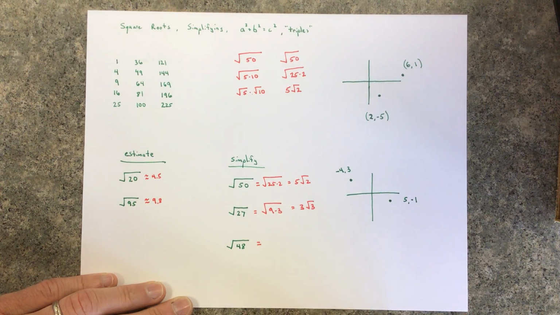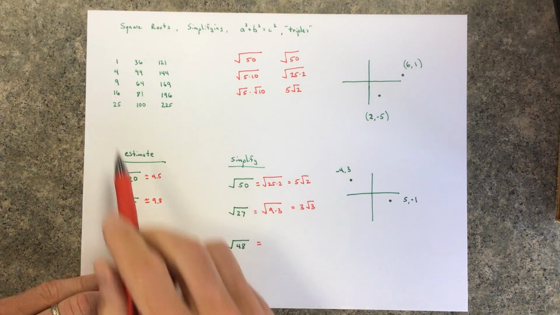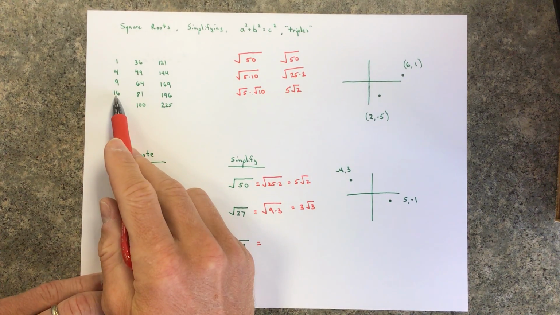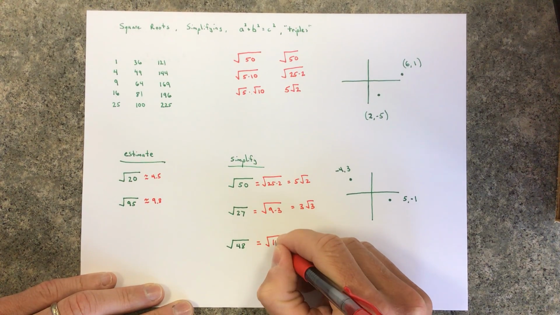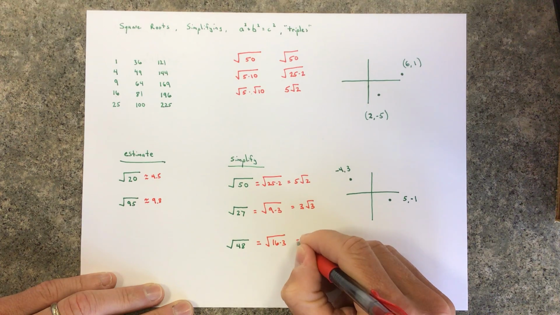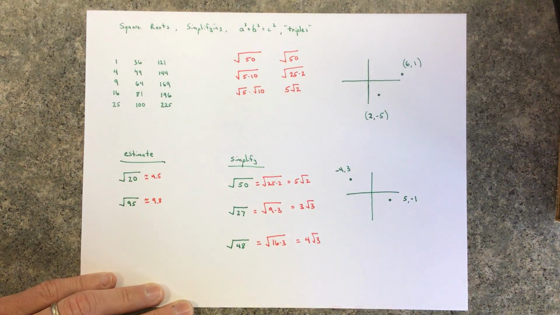Again, 48. I could do 2 and 24, but they're not perfect squares. I could do 4 and 6. I could do 4 and 12, but is 4 the biggest perfect square that goes into 48? And the answer is no. 16 is actually the biggest perfect square factor of 48. So it's 16 times 3. The square root of 16 is 4, and the square root of 3 has to chill.